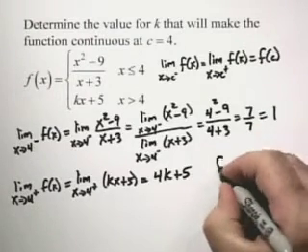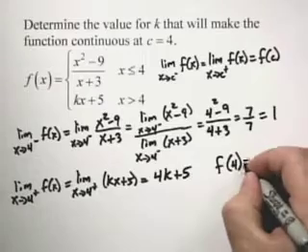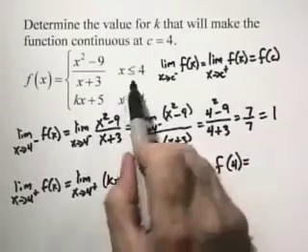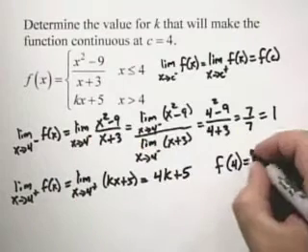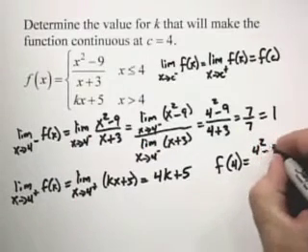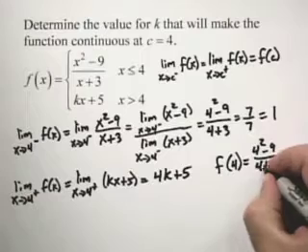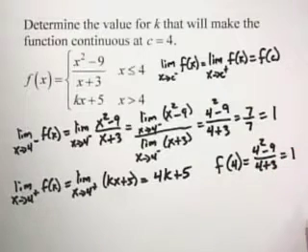If we evaluate our function, we want to find f of 4. Since x is equal to 4, we look at our definition. We see we need to use the first piece. f of 4 is (4 squared minus 9) over (4 plus 3), which is equal to 1.